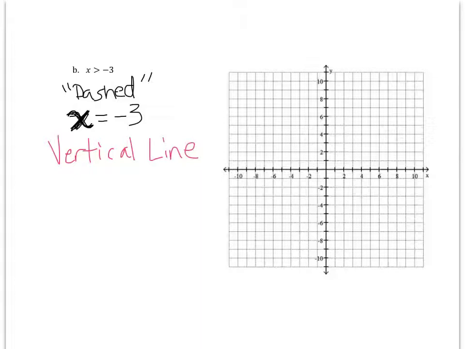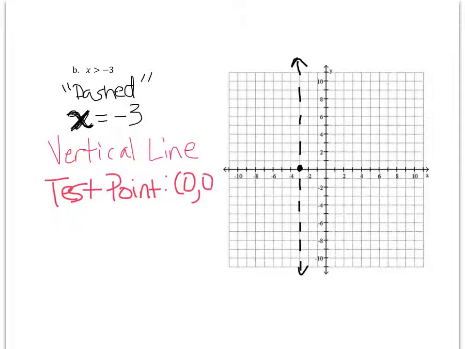All right, so negative 3 on my x-axis is right here. And so I'm going to draw a dashed line. Okay, so I dashed it in. And now it's time for me to look for a test point. Again, I'm going to use the point 0, 0.